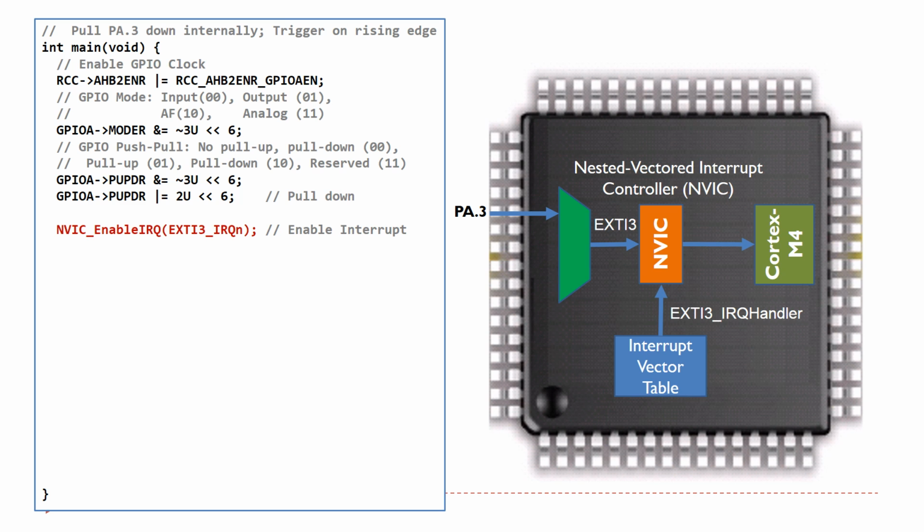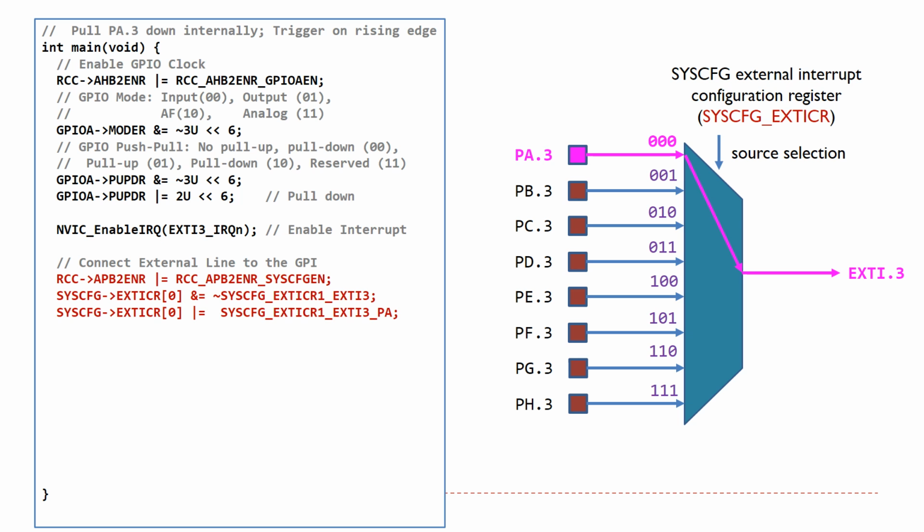Next, we enable external interrupt 3 by calling the function NVIC_EnableIRQ. Pin 3 in all ports can generate external interrupt 3. These three lines of C code select PA3 as the source of external interrupt 3. When PA3 is selected, the other pins, such as PB3, PC3, PD3, etc., cannot be used to generate external interrupts.